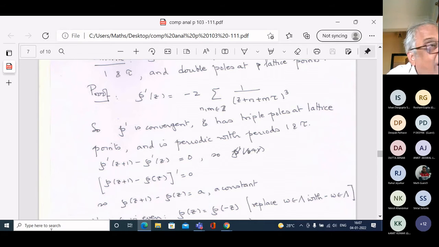So how do I do that? I know that the series converges uniformly, so long as the imaginary part of tau is greater than delta greater than 0. Tau is fixed.